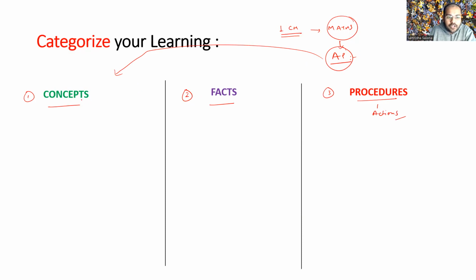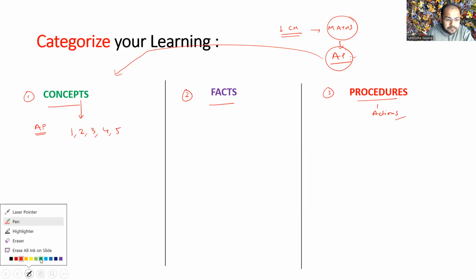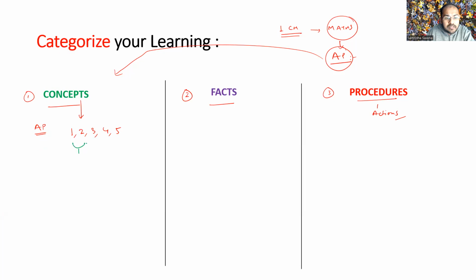So when we say concepts, we mean the conceptual clarity. Did you get the conceptual clarity about that chapter or not? Let's take the example of arithmetic progression. So what is arithmetic progression? In simple words, let's say there are five numbers: 1, 2, 3, 4, 5. If the difference between two consecutive numbers is constant, it means that these numbers are in arithmetic progression. That's a simple concept, right?